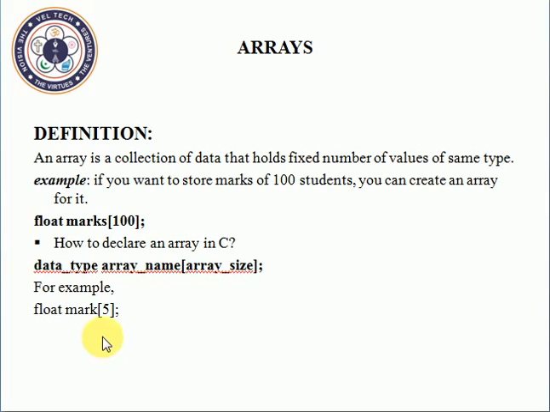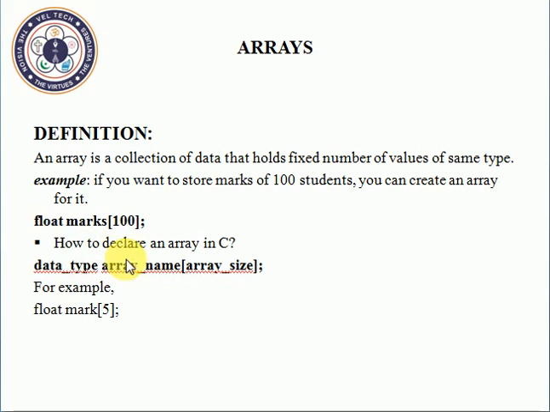So if I want to store the marks of 100 students, I can create an array for the marks of students. For that I have used float as my data type, marks as my array name, and I have given my array size as 100 because I want to store marks of 100 students.